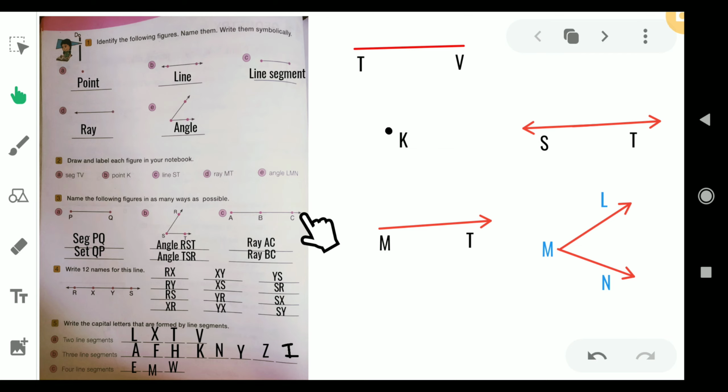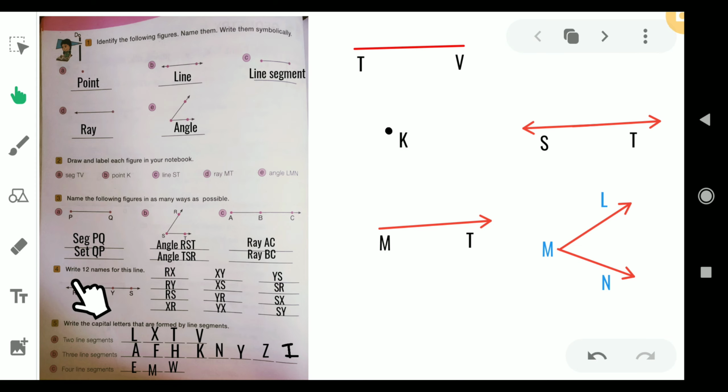Let me read it one more time. AC is the first ray, and if you consider this as the end point and start reading from this point, that is BC, another ray. So that is why in this figure two rays have been formed. One is ray AC and the other one is ray BC.